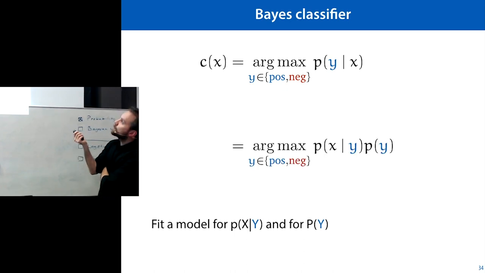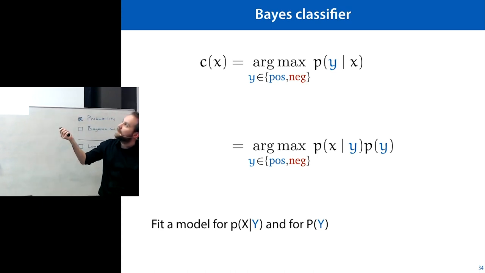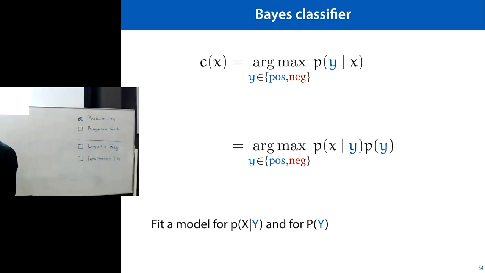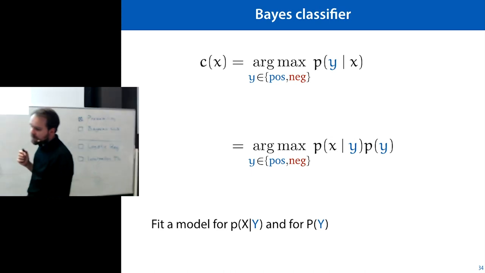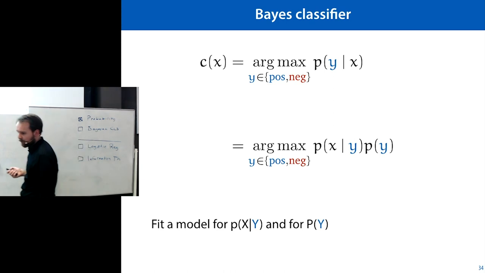And then we apply Bayes' rule to flip around the conditional, and this denominator disappears because we're just maximizing over Y. And remember, in the denominator, we just had P of X, which is independent of Y, so we can just maximize the top part of the division. So we have two functions here, and we can just fit a model to both, and then work out which class gives us the highest probability.